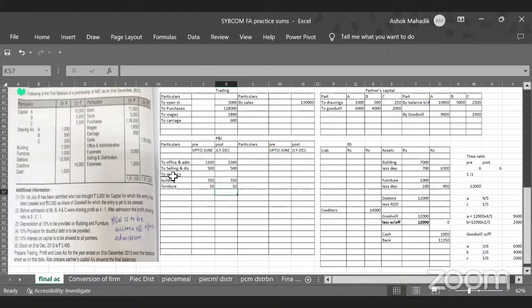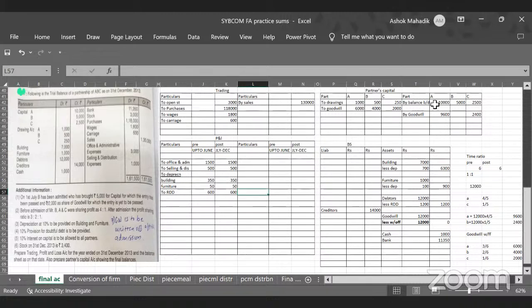Let's move ahead. Now it says provide 10% for RDD. So on debtors, 10% will be 1,200. I'll write to RDD 1,200. Again, it will be 600 each. Clear? Next, 10% interest on capital is to be allowed to all the partners.